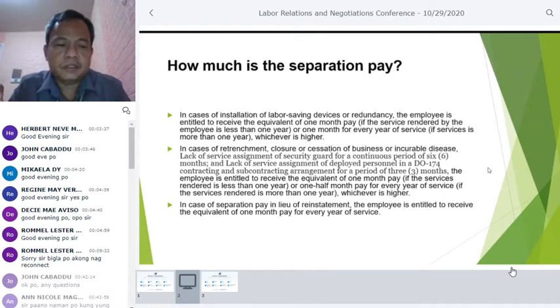Balik tayo. Sir, ano ho ba yung sinasabing lack of service assignment of security guard for continuous period of 6 months? Noong 2017, kung nare-recall ninyo, just a couple of years ago, ano yung sabi ni Duterte pagkaupo niya as president? Tatanggalin ko na yung contractualization.